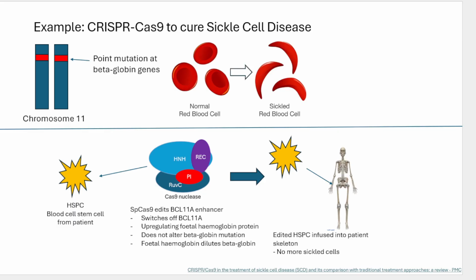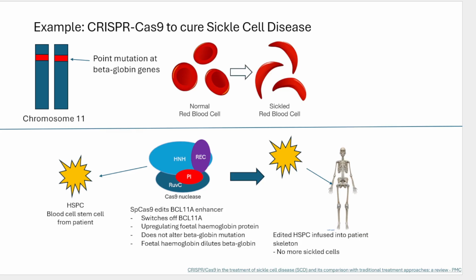So there's a therapy to kind of cure this. You take blood cell stem cells from a patient. You can use CRISPR-Cas9 to cleave the BCL11A enhancer. It's essentially a regulatory sequence which, when activated when you're born, stops the production of fetal hemoglobin protein. By switching off the BCL11A enhancer, you get the upregulation of fetal hemoglobin protein. In doing so, you're not changing the beta-globin mutation, so you're not changing the amount of hemoglobin that causes sickle cell disease.